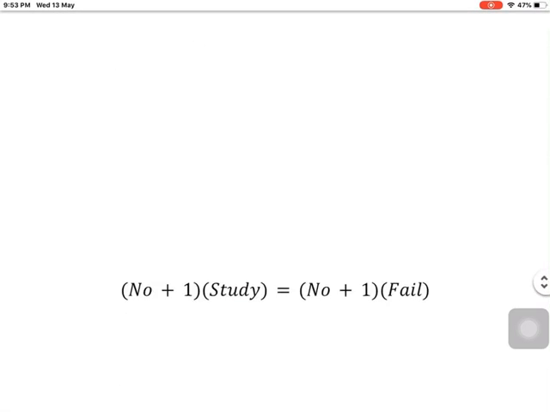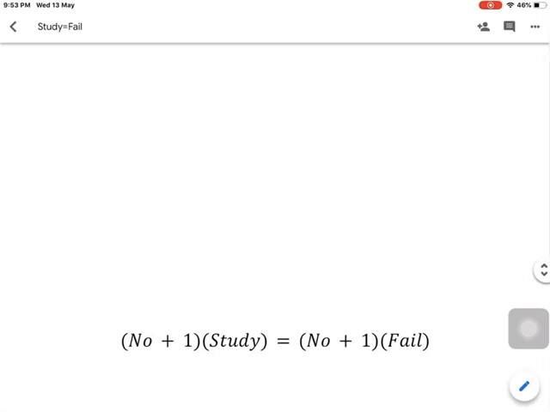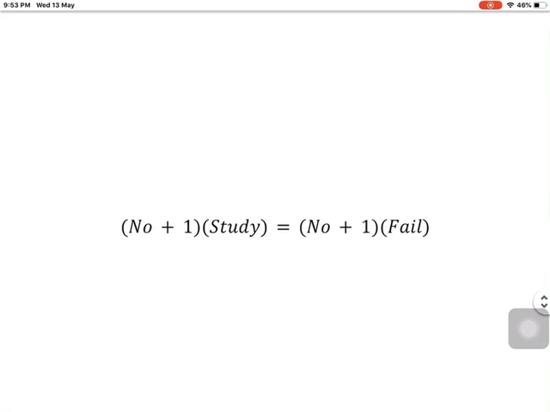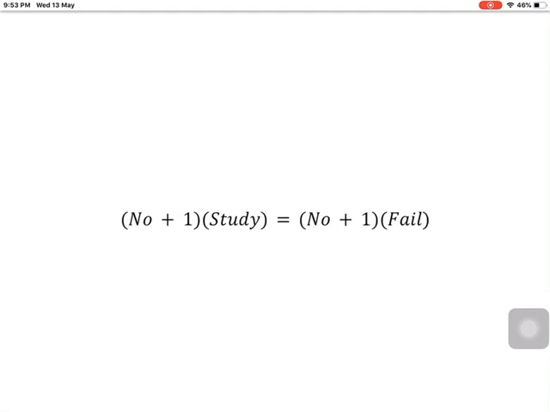And study equals 1 times study, since we consider it a certain expression on its own. So when we factorize it, it is no plus 1 times study, equals no plus 1 times fail. Now, here's the interesting part. We can obviously divide no plus 1 from both sides. We can, to say it in easy terms, cancel it out.